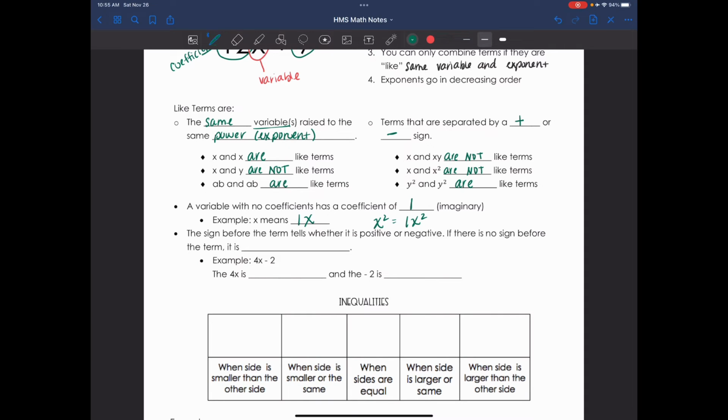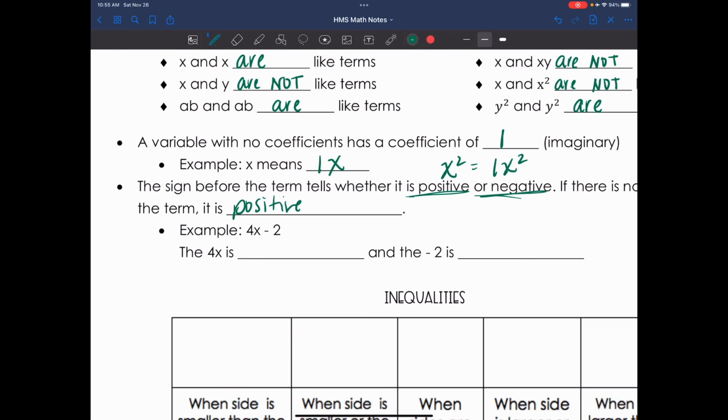The sign before the term tells whether it is positive or negative. This is muy importante. Please make sure you know that. If there is no sign before the term, then it is positive. You are to always assume positive if there is a lack of a sign. For example, 4x minus 2, the 4x is positive even though there is no plus sign in front of it. And the 2 here is negative because there is a subtraction sign in front of it.